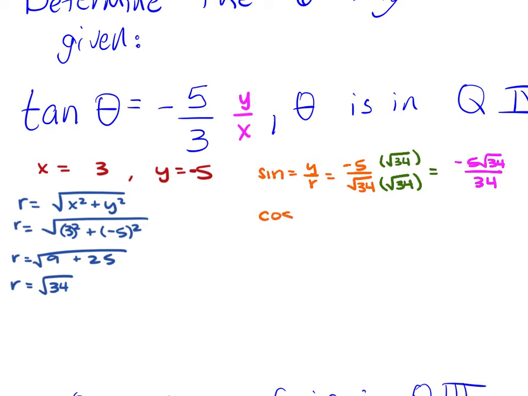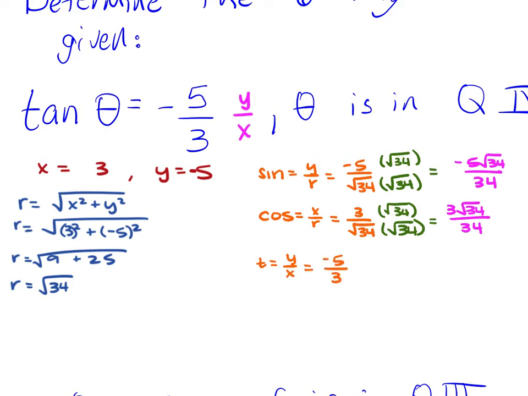Next we have cosine. Cosine is x over r. We said our x is 3. Our r we found was the square root of 34. So again, rationalize the denominator. Multiply top and bottom by the square root of 34. This gives us 3 square root 34 over 34. Next we find tangent, which we had. That's y over x. That gives us negative 5 over 3.